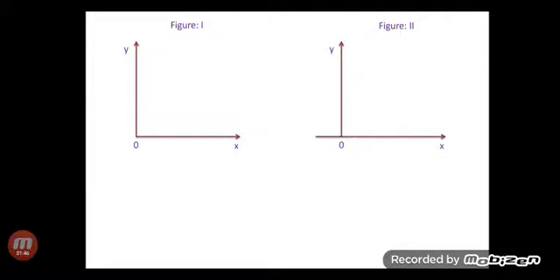Now let us take an example where in figure 1 we draw the graph of a function like this, and suddenly it falls down. Say this is the graph of the function y is equal to f(x), and in figure 2 another function y is equal to f(x) is drawn where the graph is a smooth curve.